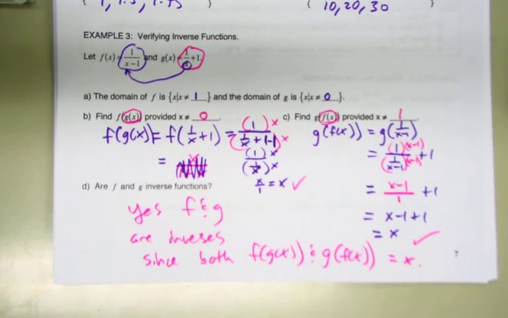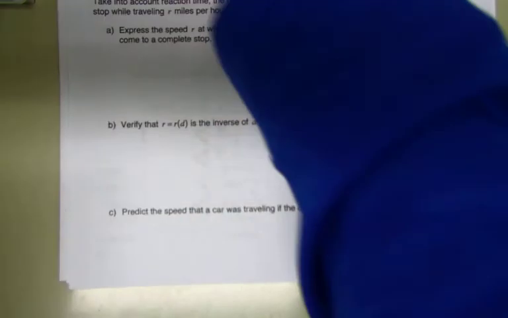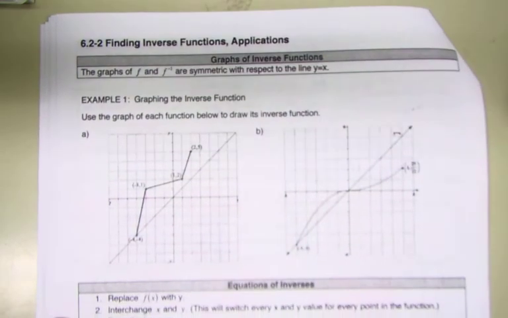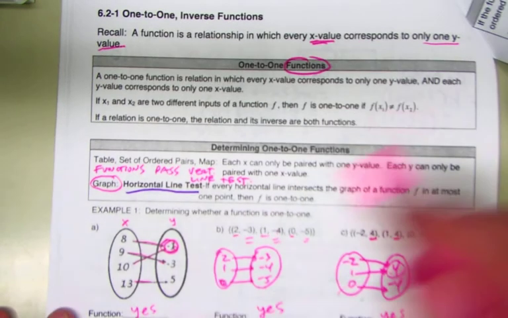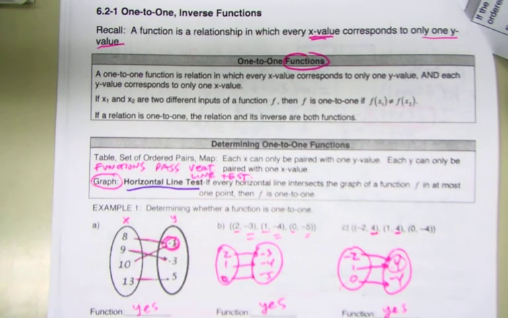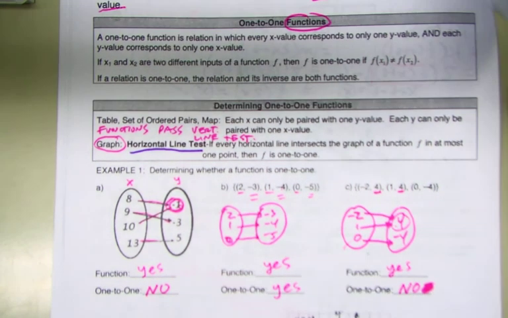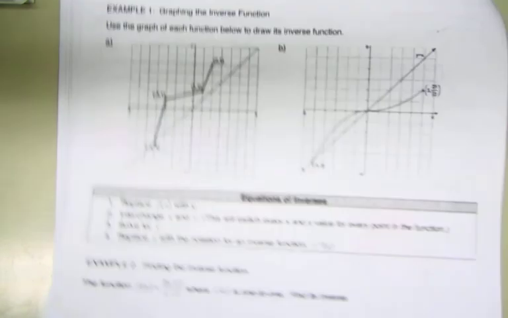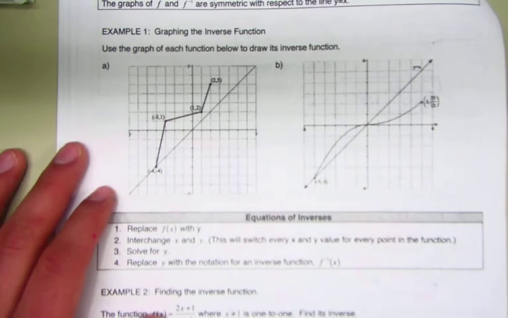All right. So now we're going to go ahead and go on to the second half of the section. Here we're going to focus on finding inverses. In the first part of the section, we just kind of learned about inverses, learned that x's and y's reverse, inverses undo the original function, domain and range flip-flop. Now we're going to talk about how to graph inverses and also find the inverse.